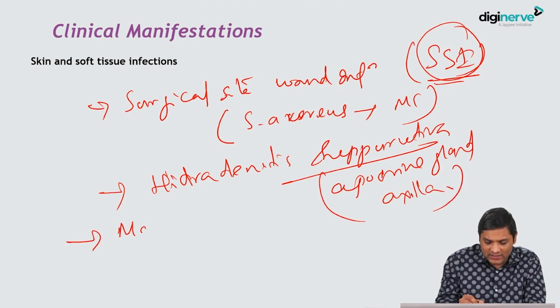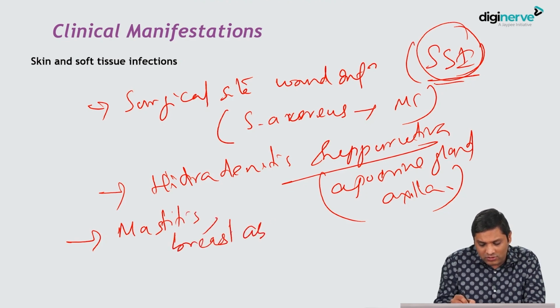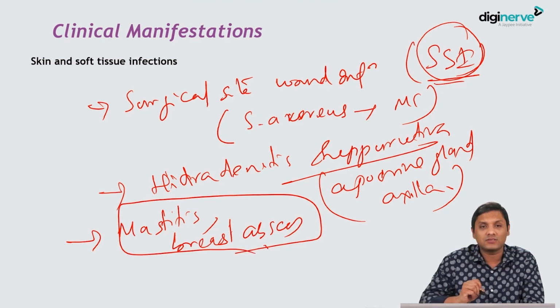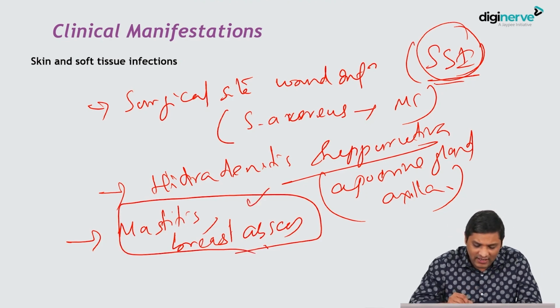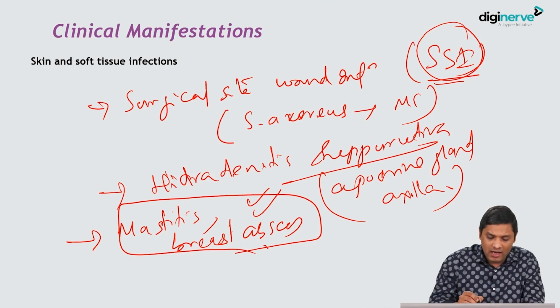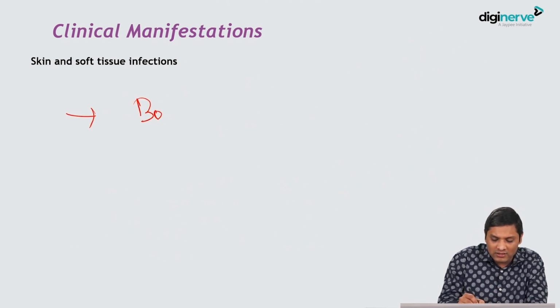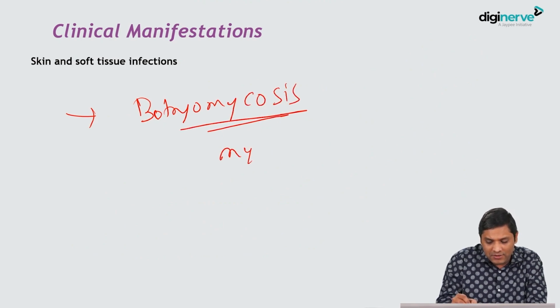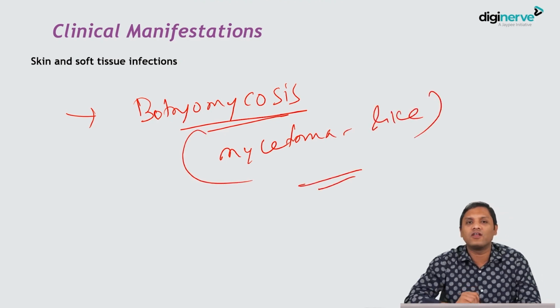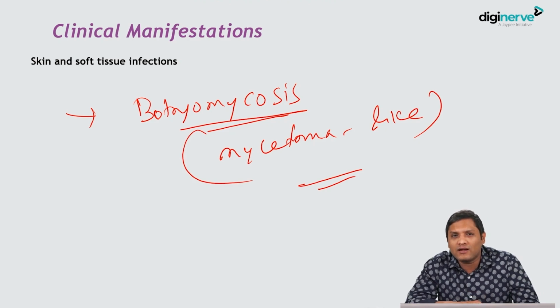Other infections include breast abscess and mastitis. Staphylococcus aureus is the most common organism to cause infection of the breast. Mastitis and breast abscess can be produced. Next is a mycetoma-like condition called botryomycosis. Botryomycosis is a mycetoma-like condition caused by Staphylococcus aureus. So this is the exhaustive list of the skin and soft tissue infections caused by Staphylococcus aureus, and then we will discuss the next infections.